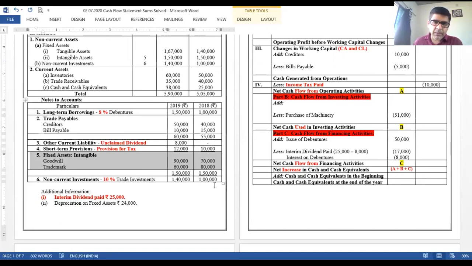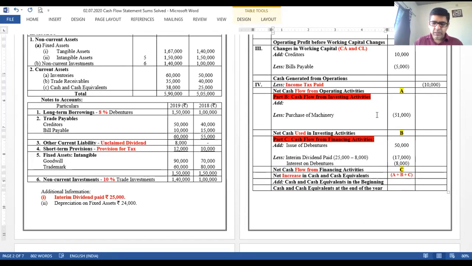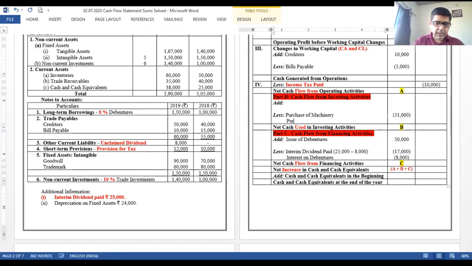And purchase of intangible asset will be an outflow of cash. Being an outflow of cash, it has to come in investing activity as an outflow, right? So over here, I'll be putting it as purchase of goodwill, and the amount can be seen over there. The difference is 70 to 90. Amount is 20,000, right?